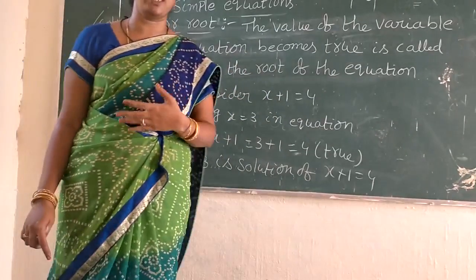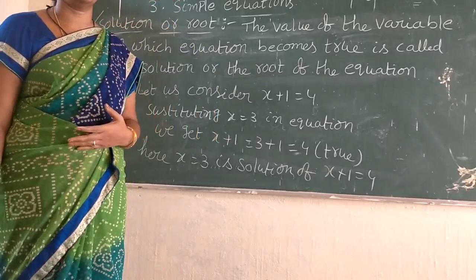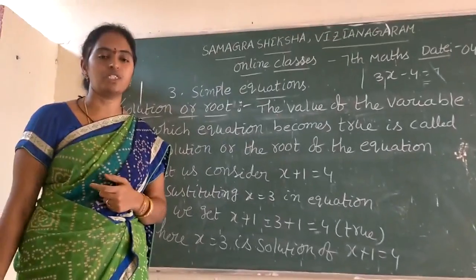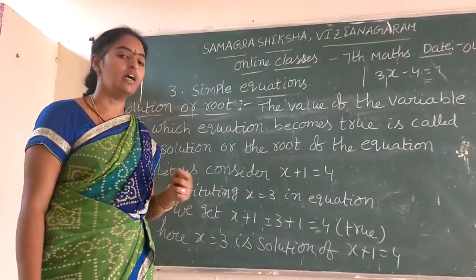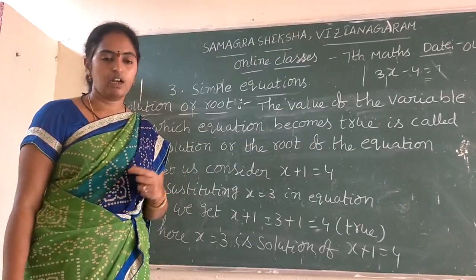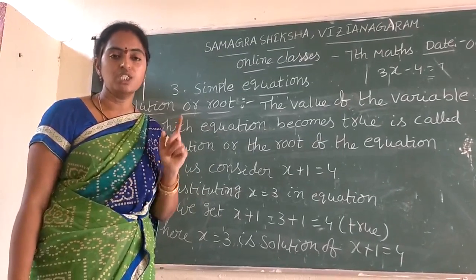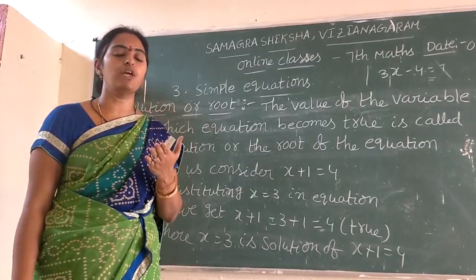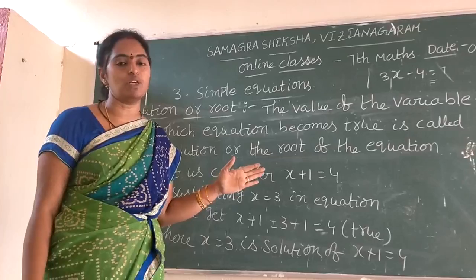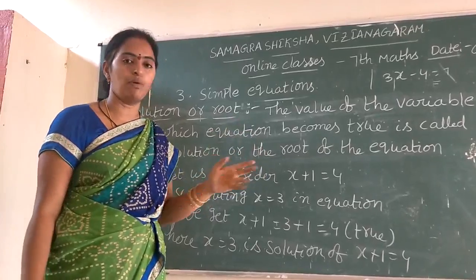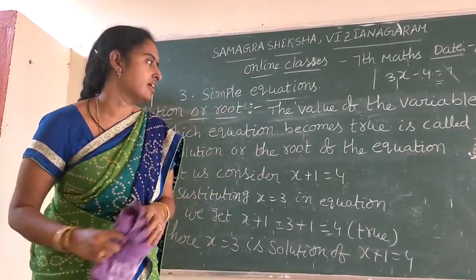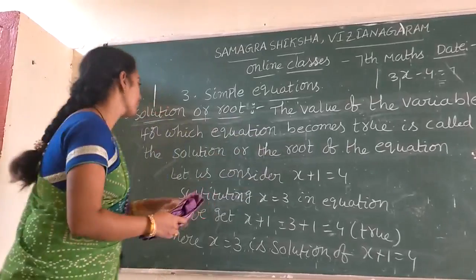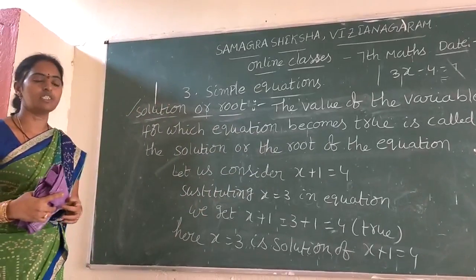To find the solution or root of the equation, we have different methods. The first method we have to learn is the trial and error method. Next example, we have to check whether the variable value is satisfying the equation or not. Next example, we have to do that verification. Children, do you understand or not?